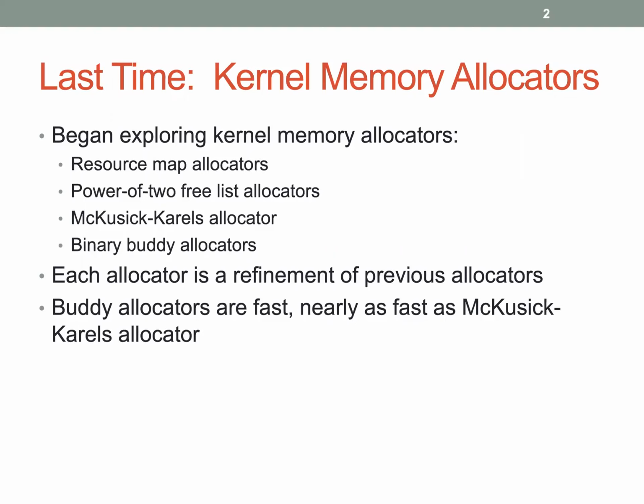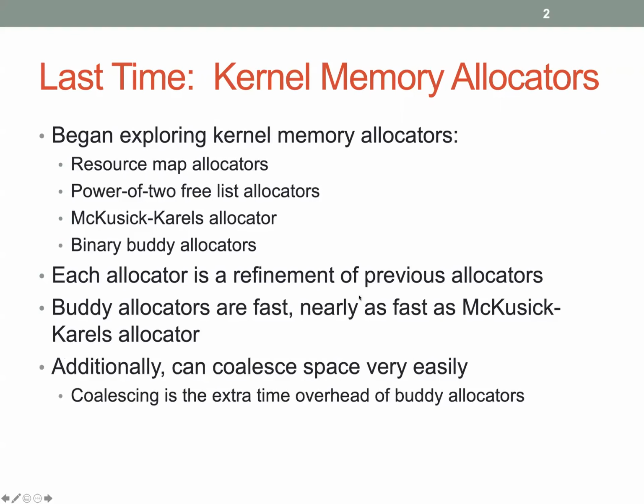But anyway, these allocators, because they maintain free lists, make allocation very fast. And so I think where buddy allocation is slower than McCusick-Carroll's is the coalescing of blocks with their buddies, as we talked about last time.